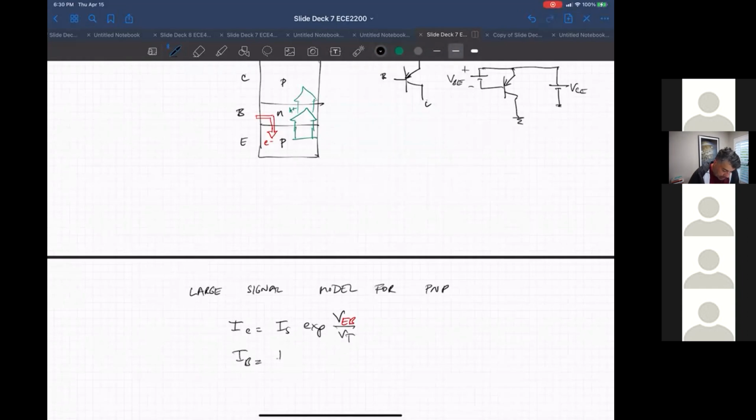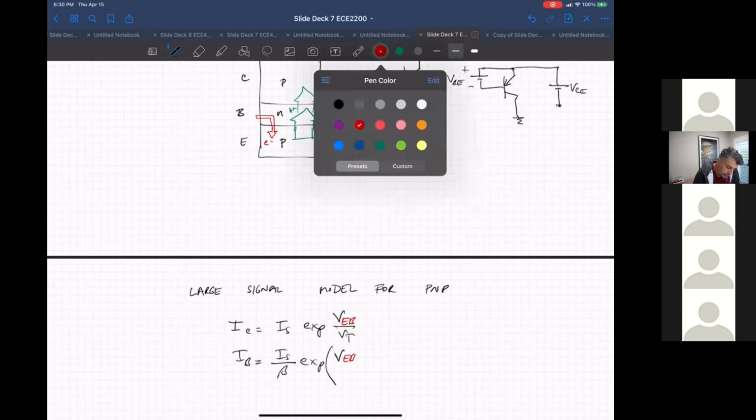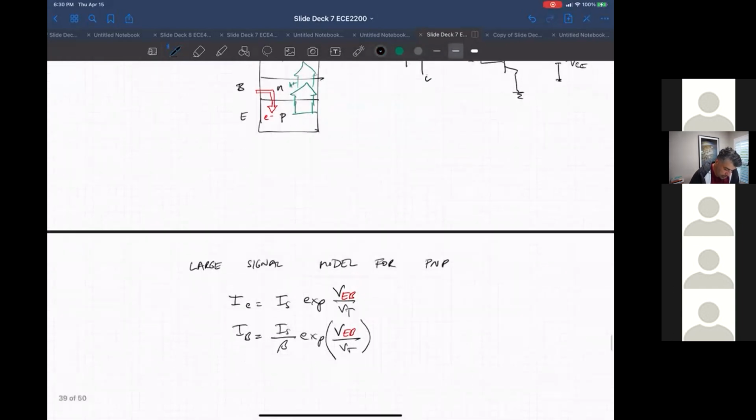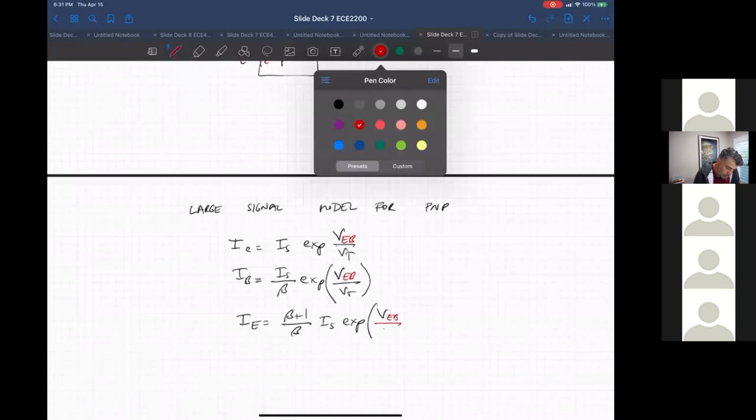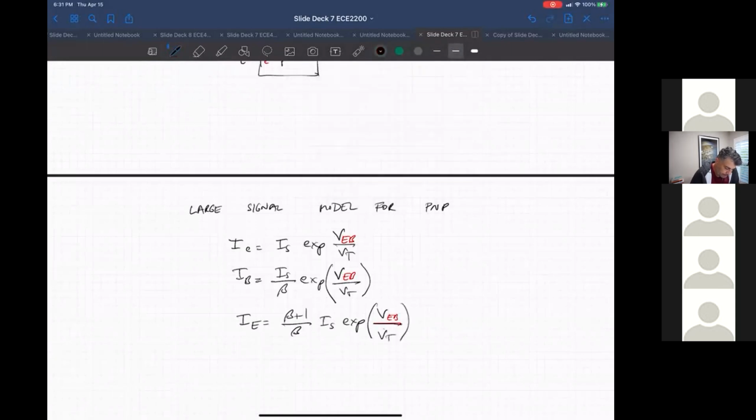I sub B is I sub S over beta exponential of the V sub EB over V sub T, and I sub E is beta plus 1 over beta I sub S exponential of the V sub EB over V sub T. Okay, so this is how the values change.